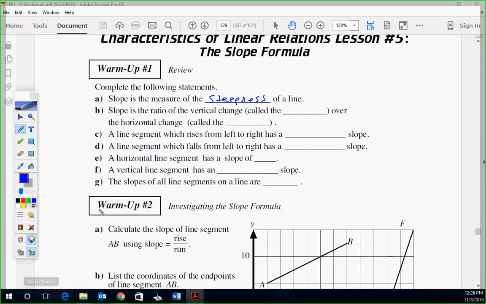Slope is to measure the steepness of the line. Slope is the ratio of vertical change called rise. Good. We talked about yesterday slope's rise over run, and that would be the next answer. Horizontal change is the run.